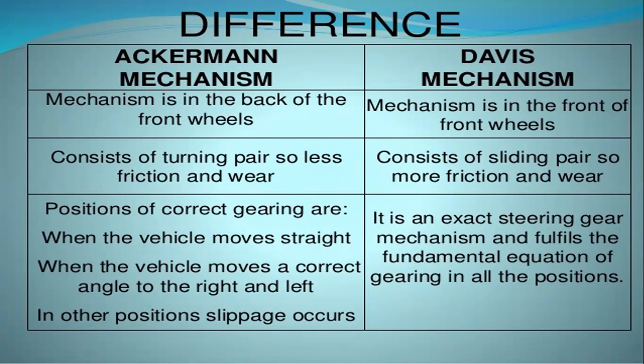And the Davis steering gear is an exact steering gear mechanism and fulfills the fundamental equation of gearing in all the positions. So in all positions of steering, it is a correct steering gear mechanism. So this is the basic difference between the Ackermann's steering gear mechanism and the Davis steering gear mechanism.